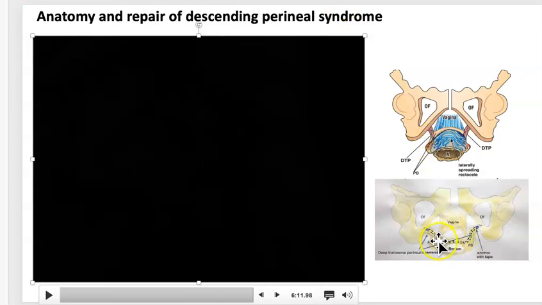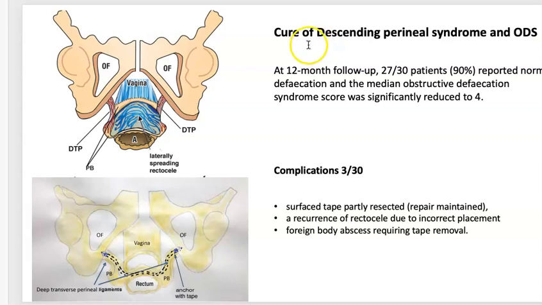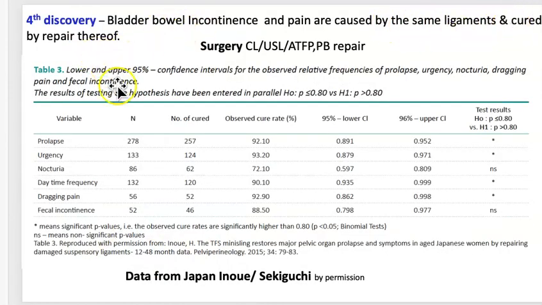So what we do there, if you look down here, we put a tape in there, and we pulled it together, and the perineal body was brought to the midline, and the rectocele went down. So that's the cure of descending perineal syndrome and ODS. At 12 months, 27 out of 30 patients reported normal defecation, and the median obstructive defecation score was significantly reduced to 4. There were 3 complications: a surface tape, a recurrence of rectocele, and foreign body abscess, caused by the same ligaments and cured by repair thereof.